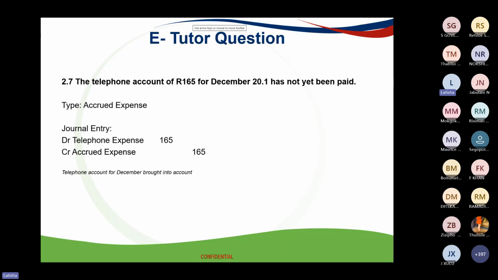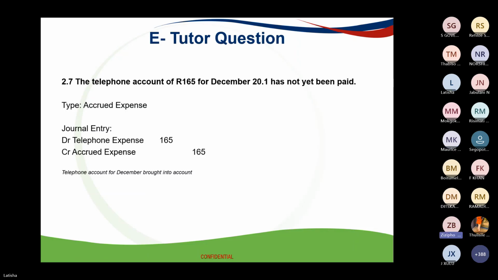Okay, here we go. So the telephone expense, here they're telling us that it has not yet been paid. So it's basically telling us that it has not been accounted for yet in the trial balance for that 1 month, because it's clear that the account for December has not been paid. So that means the 1 month's telephone expense is not in the trial balance. That is why we debit telephone expense, because we debit the expense to record it. So we're recording the December expense and we credit accrued expenses because it's not yet paid. So it's a trade payable.